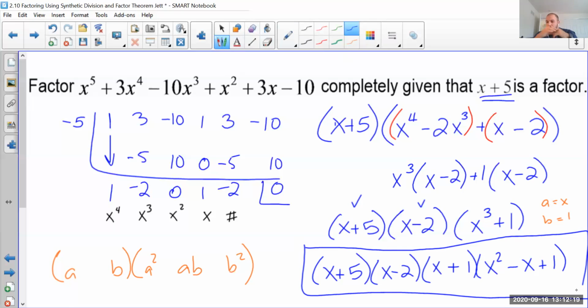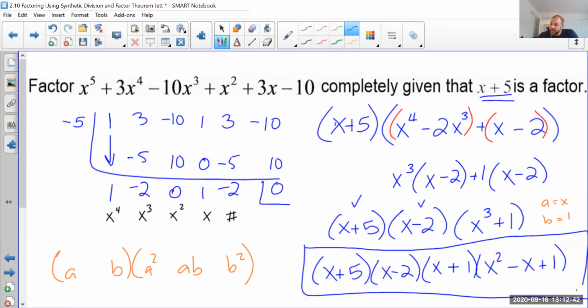Okay, we're really putting everything together. All the different factoring that we've done, it's really starting to come together, and we're doing it all in layers here. Okay, so that's if I give you a factor. If I give you a factor, you can divide it out using synthetic division, and then we're just breaking it down as far as we can possibly go.